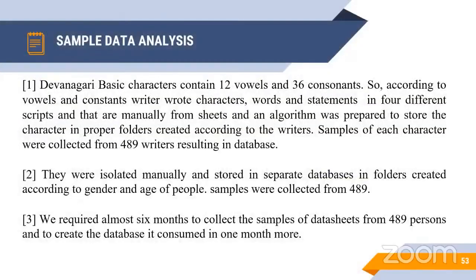So after sample data analysis, the Devanagari basic characters contain 12 vowels with 36 consonants. According to the vowels and the consonants, the raw characters, words, and statements, there are 4 different scripts. And we collected from 489 writers, resulting in the database. After that, they were isolated manually and stored in a separate database, in folders created according to the gender and the age of people.